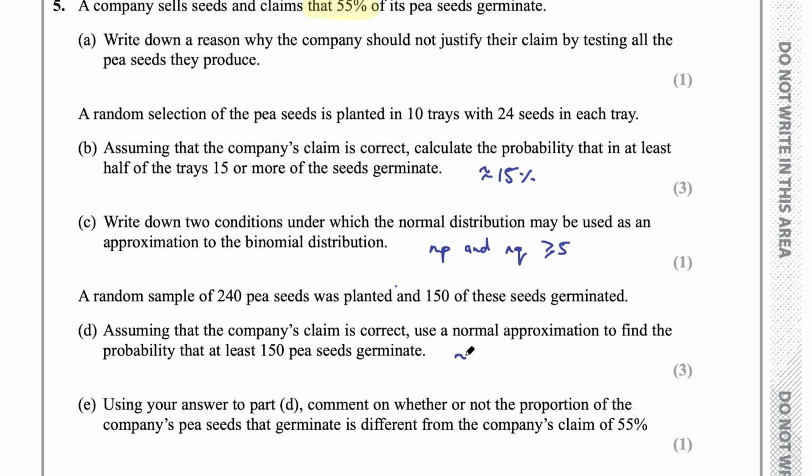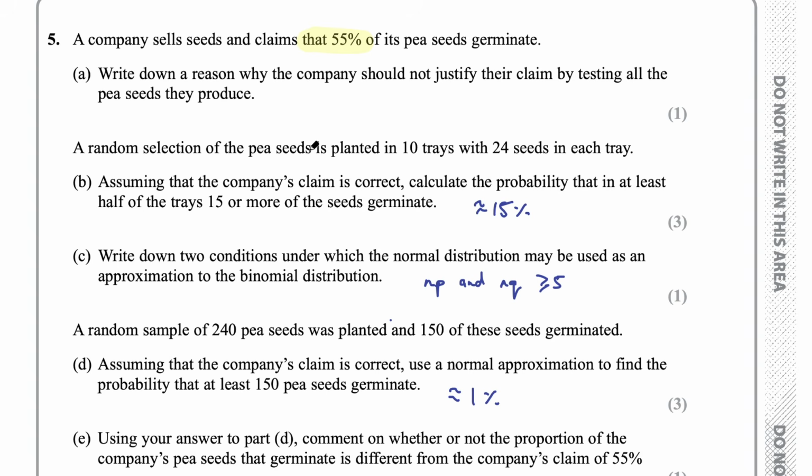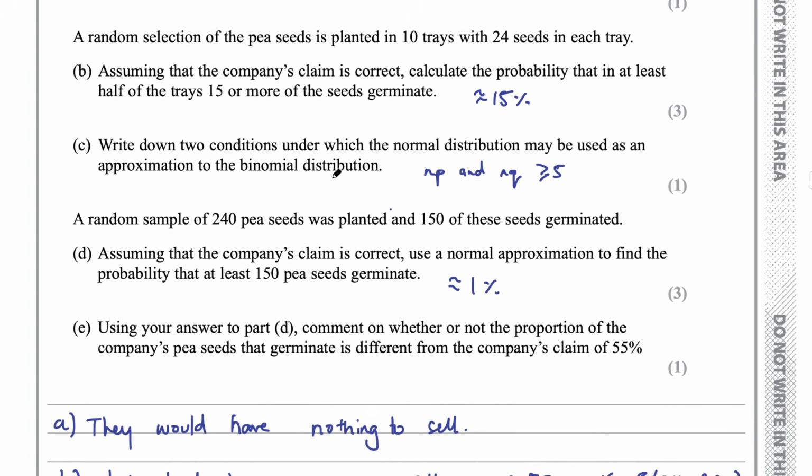So for part D, we got about 1%. That's quite low. They did a sample, they got 150 pea seeds germinating, and the chance of that happening or greater than that is about 1%. So I would say that's fairly good evidence to suggest this claim is probably wrong, and maybe it needs to be increased. But we don't have to suggest that. All we need to say is it suggests the claim is not accurate.